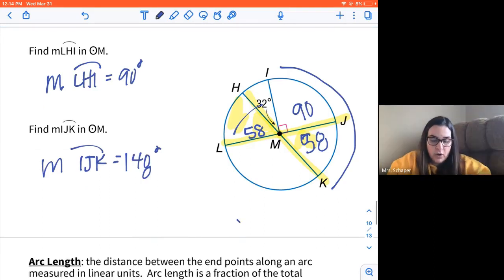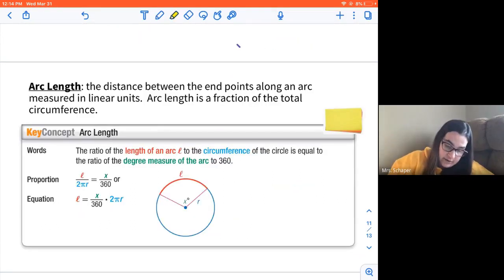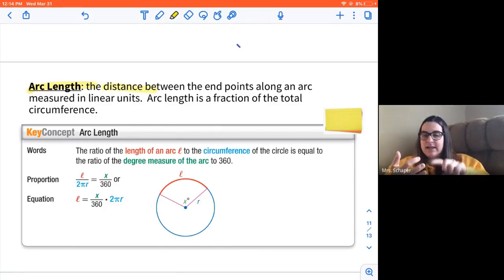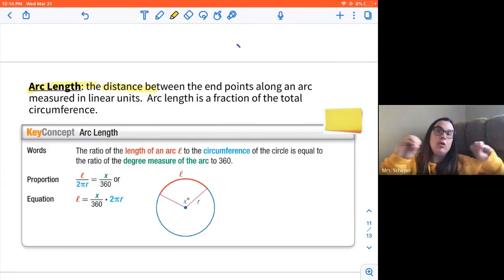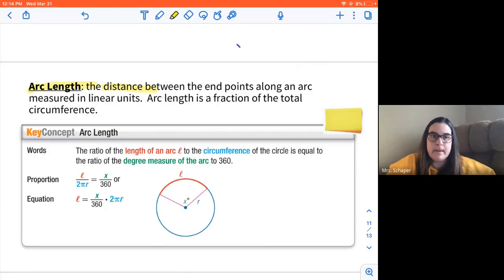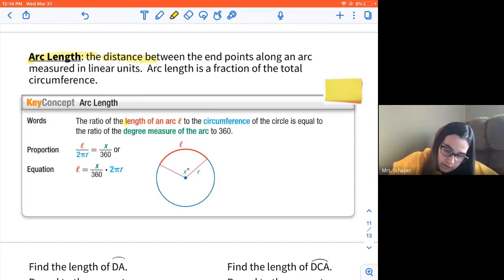Now, we're getting into arc length. Arc length is the distance. It's a linear distance. It's in centimeters, inches, feet, meters, right? It is the length. It's how long it would be. It's one dimension. So when I take a look at this, the length of an arc to the circumference is equal to the ratio of the degree of the arc to 360. So similar to setting up a proportion, okay?